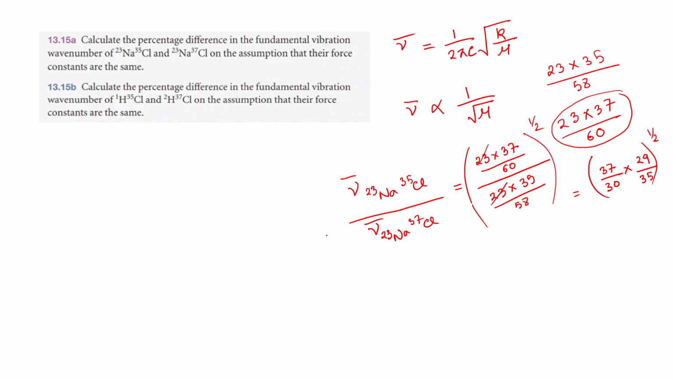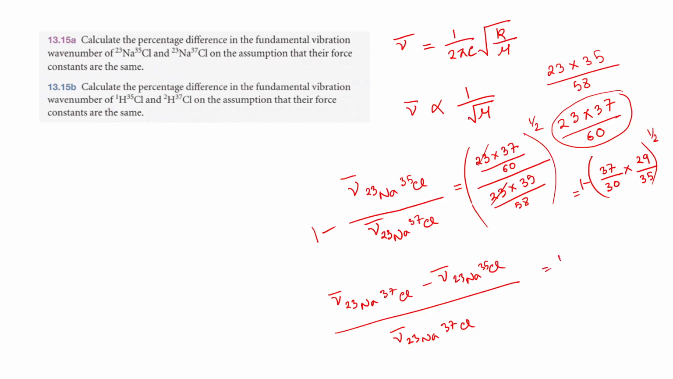Now, how do you get the percentage? You just take a difference from the one. So it will be nu bar of 23 sodium 37 chlorine minus nu bar of 23 sodium 35 chlorine, the difference is on the top, and nu bar of 23 sodium 37 chlorine on the bottom.